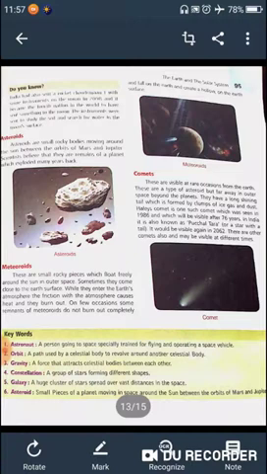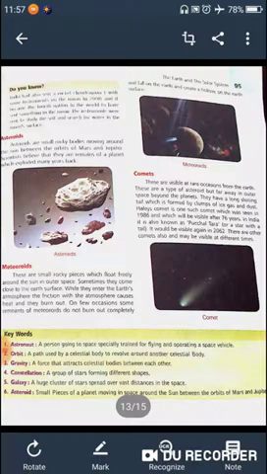Next, we are going to study about meteoroids. So, what are the meteoroids actually? These are small rocky pieces which float freely around the sun in outer space. Sometimes they come closer to the Earth's surface, even sometimes they enter into the Earth's atmosphere. But when they reach the Earth's ground, because of the friction between them and the atmosphere, they burn out and only their ashes reach the Earth's ground. That's all.